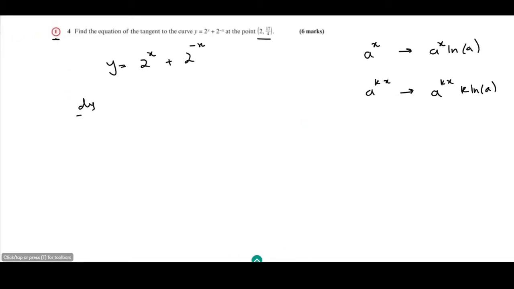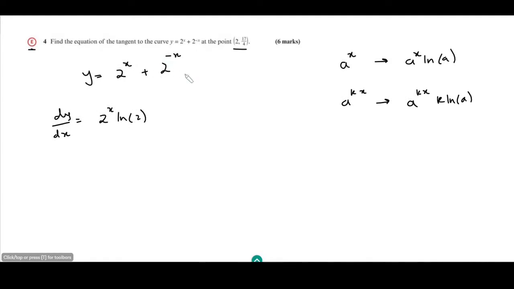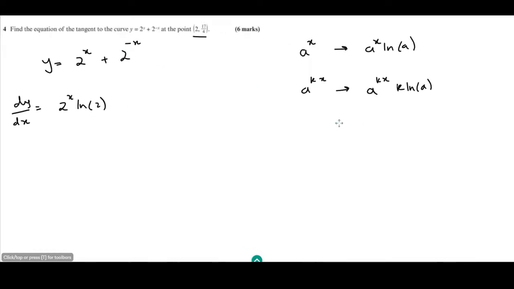So then dy by dx of this, we see that this is of the form a to the x, so the derivative of this would be a to the x ln of a, where in our case a is 2. Okay, so we have that the derivative is 2 to the x ln 2, and this quantity takes the form a to the kx, where if you notice a is still 2, but k we have minus 1. So minus 1 times x, or in other words minus x.